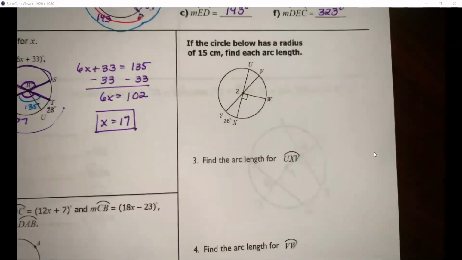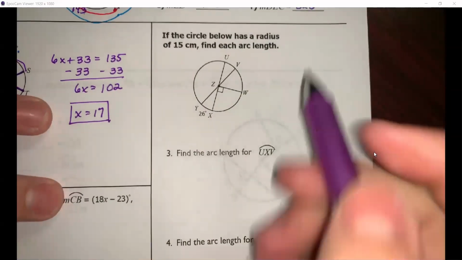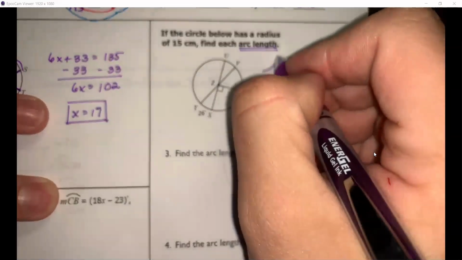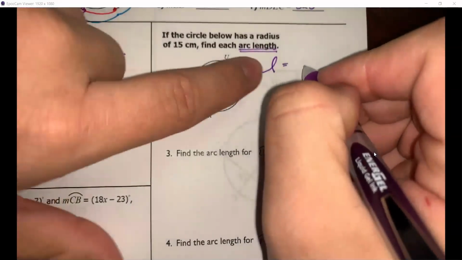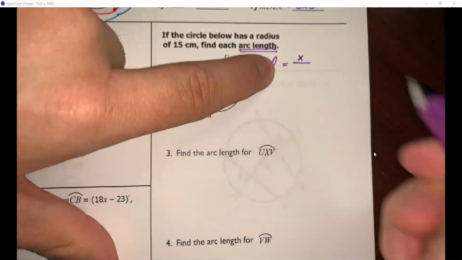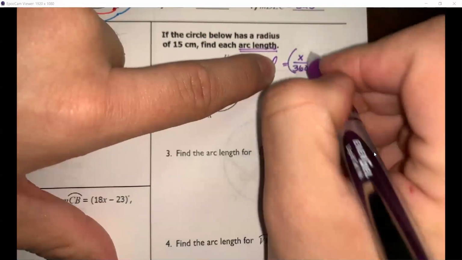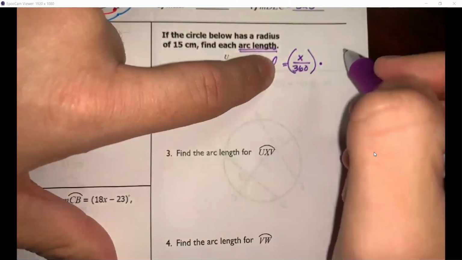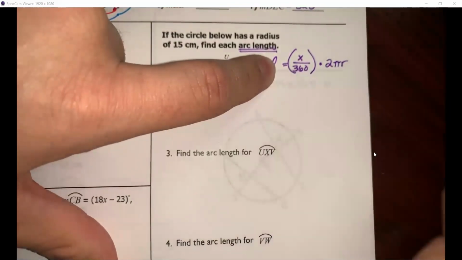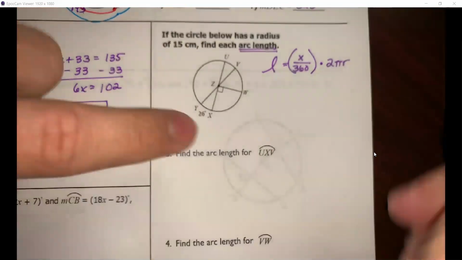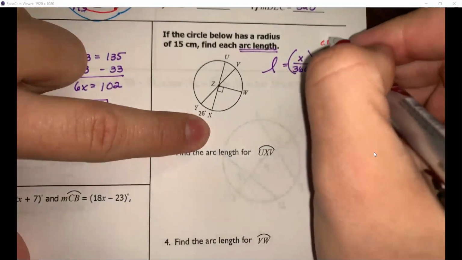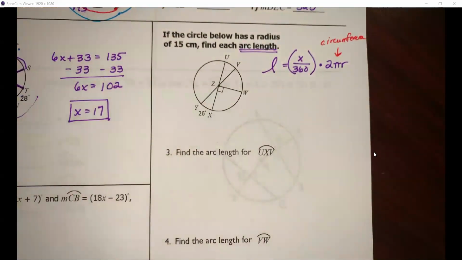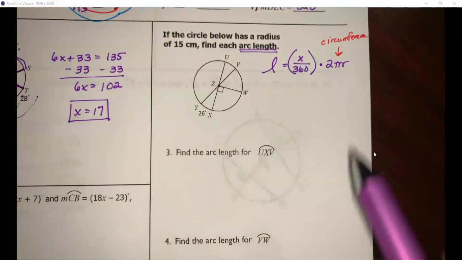All right. On to these questions. So here, what you want to figure out is arc length. Hopefully you remember the formula that the arc length is equal to whatever measure of arc you're looking at divided by 360, and essentially all of this times the circumference of the circle, which hopefully we remember is 2 pi r, right? I'm going to make a little note of that. This is the circumference of a circle.